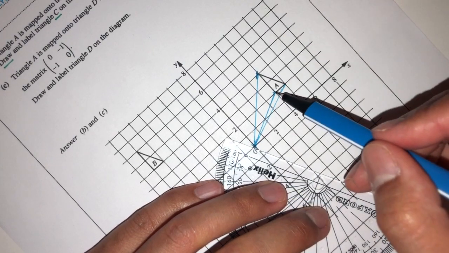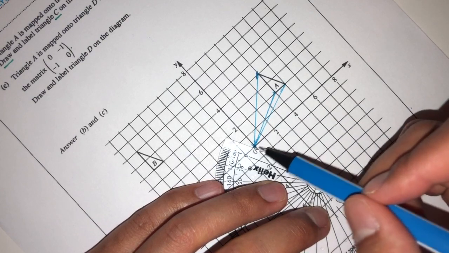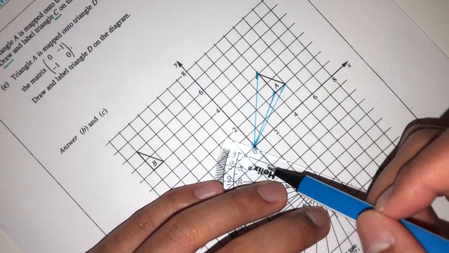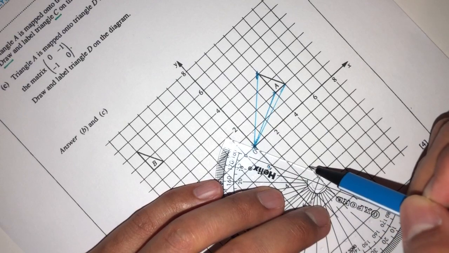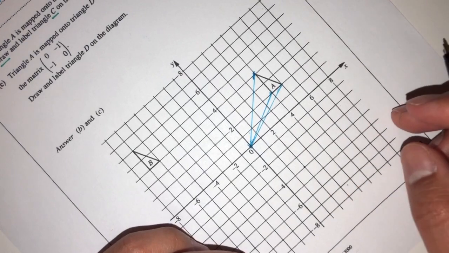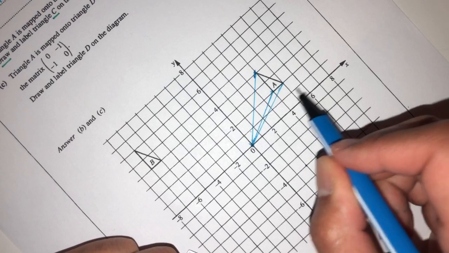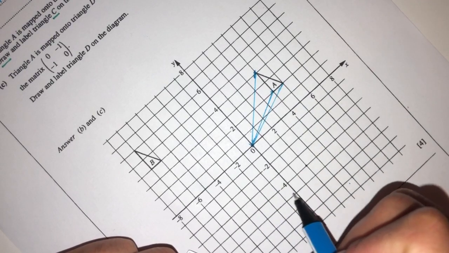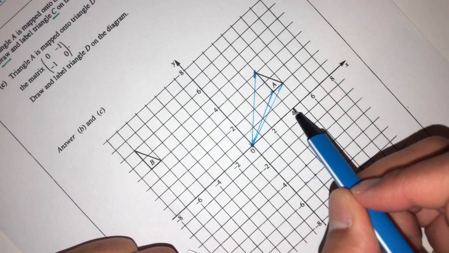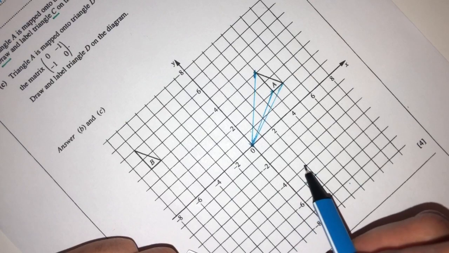So here we have this point. If you move 1, 2, 3, 4, then 1, 2. Should be right here. This is my corresponding point. Same thing for the other ones as well, same concept. So 1, 2, 3, 4, 5, then 1, 2. And the last one, 1, 2, 3, 4, then 1, 2, 3, 4.